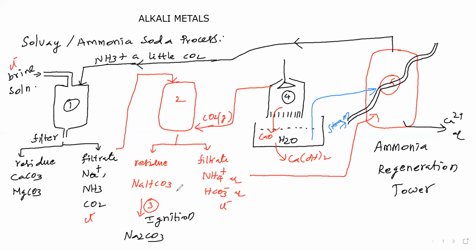Okay, so this brine solution contains sodium ions as well as potassium ions. Those sodium ions we are converting into sodium carbonate. Can we convert potassium ions into potassium carbonate? No. Why can we not convert potassium ions into potassium carbonate? Because potassium bicarbonate solubility is more when compared to sodium bicarbonate. So potassium bicarbonate is not precipitated here. Therefore we are unable to get potassium carbonate in this method.